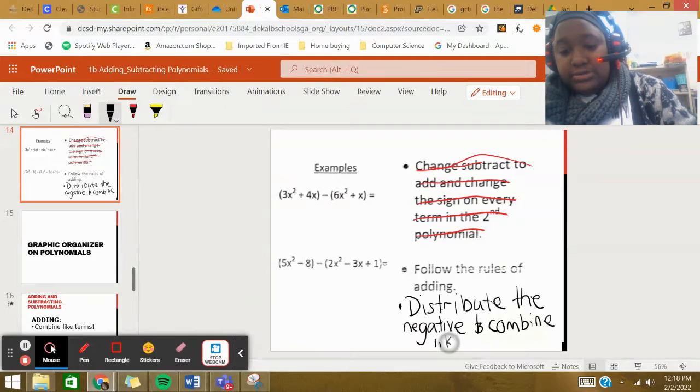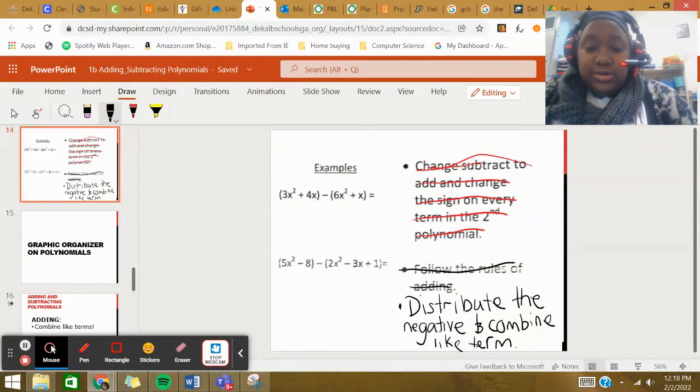And so that's why I'm telling you guys to go ahead and, I do apologize, my handwriting is a little sloppy. But again, you're on this foldable flap, you're going to cross out what it says for the rule, and you're going to write your new one, and it's going to say distribute a negative and then combine like terms. So here's the first example we have. We have 3x squared plus 4x minus 6x squared plus x.